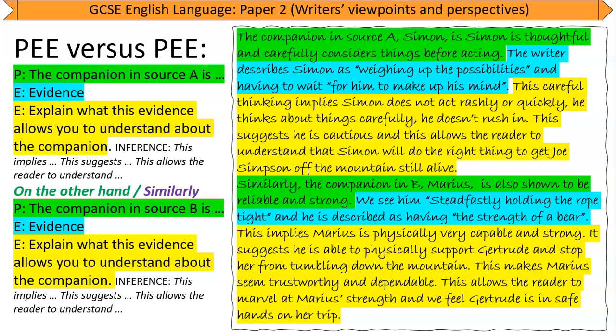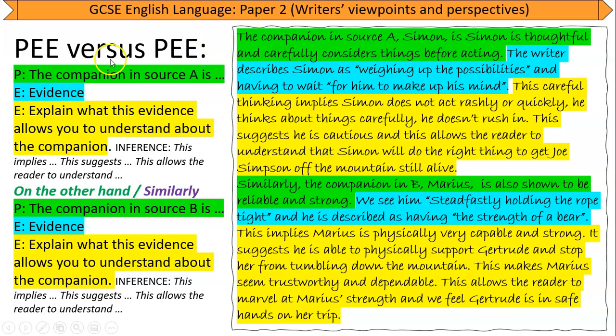The other thing I want you to note before you have a go at this for yourself is that I'm embedding the quotes as though they are my own words. The writer describes Simon as weighing up the possibilities. We're not saying the quote weighing up the possibilities. Try and be skillful. The writer describes Simon as. The writer presents Simon as. Try and embed that quote. It's a small thing, but it just makes our writing a little bit more sophisticated.